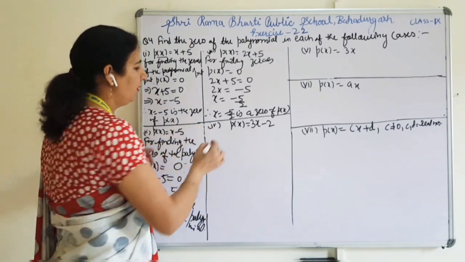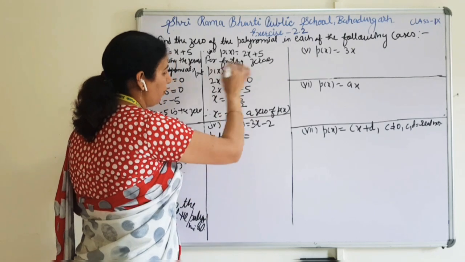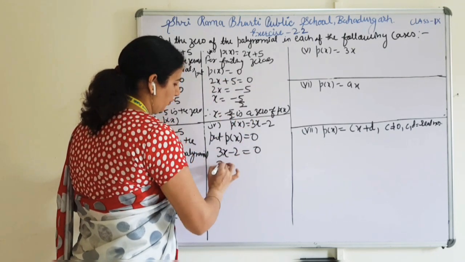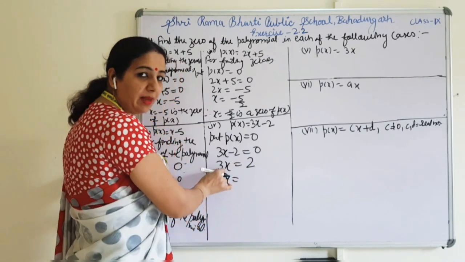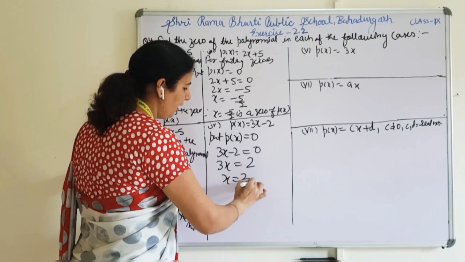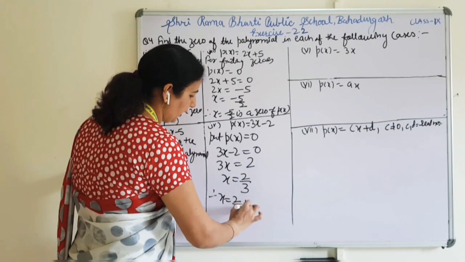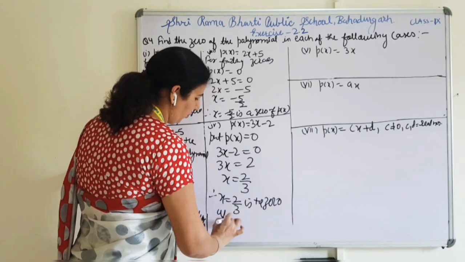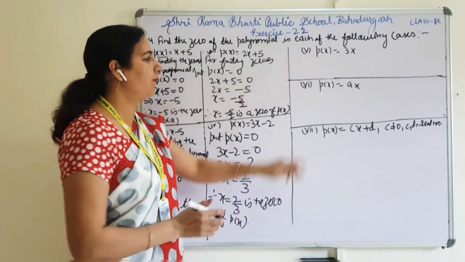Next, same part. Put Px is equal to 0. You have to write this all the time for finding the zeros. So, 3x minus 2 is equal to 0. 3x is equal to 2. x is equal to 2 upon 3, because 3 was in multiplication, now 3 will be in the division. Therefore, x is equal to 2 upon 3 is the 0 of Px.